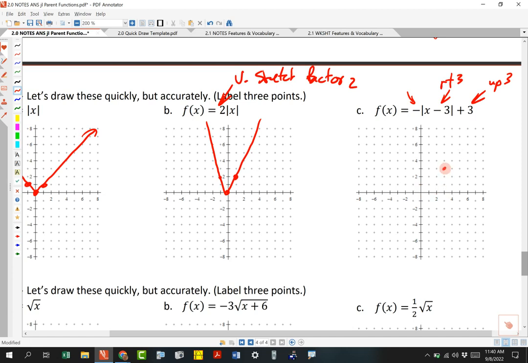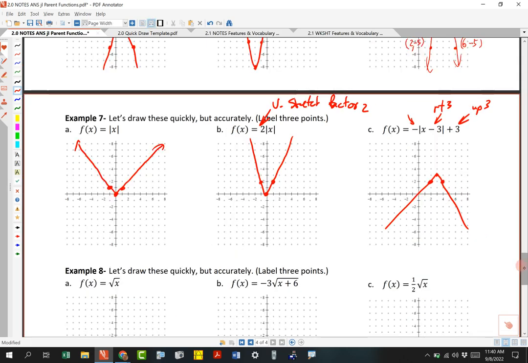And all we have to do is we're not changing the shape. We're just flipping it upside down. So it's going to go like this. Could you label those 3 points? We're not going to take the time to do it right now, but could you if you were asked?